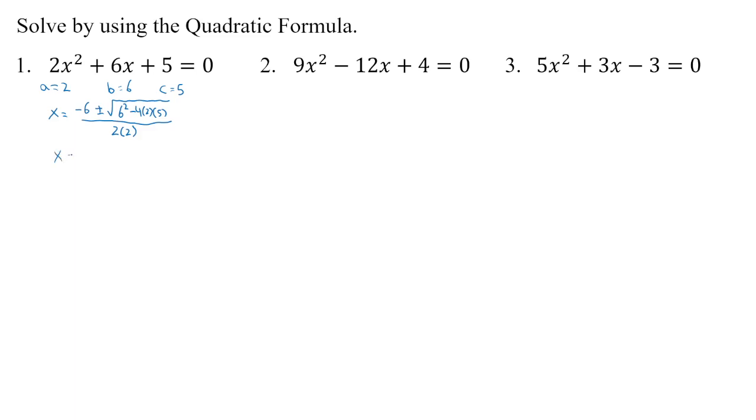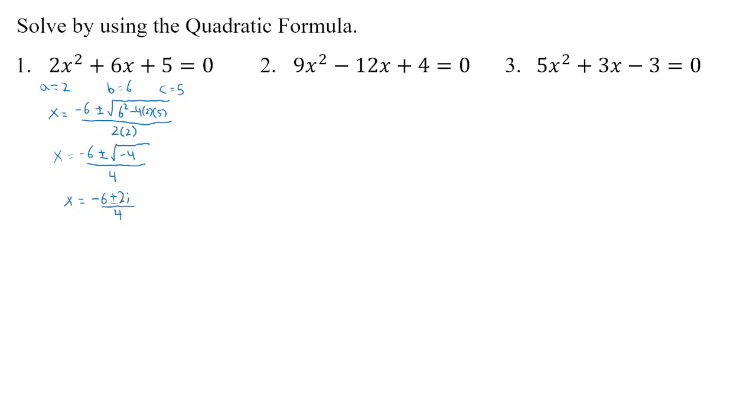What I'm going to do is use my calculator to find out what the discriminant is. So we have 6 squared minus 4 times 2 times 5, and that will be negative 4, over 2 times 2, which is 4. The square root of negative 4 can be simplified as 2i over 4.